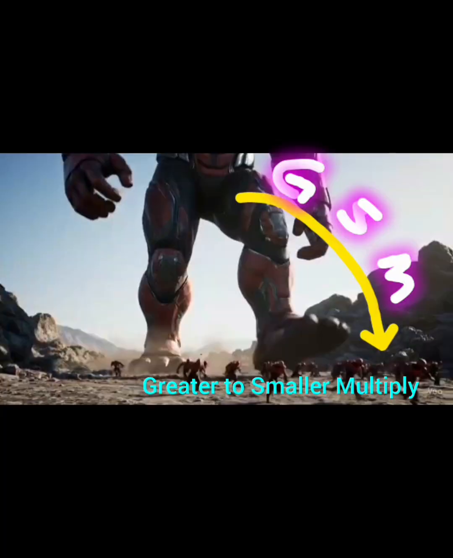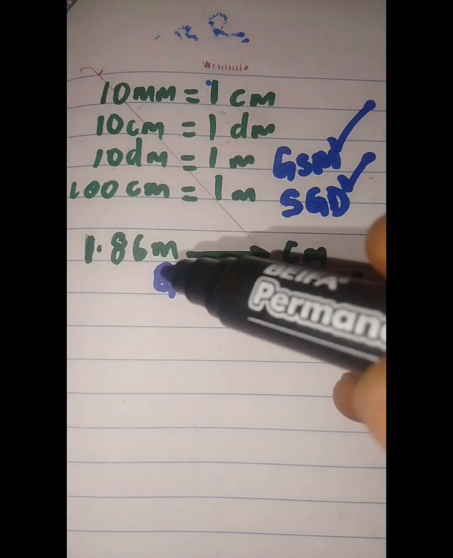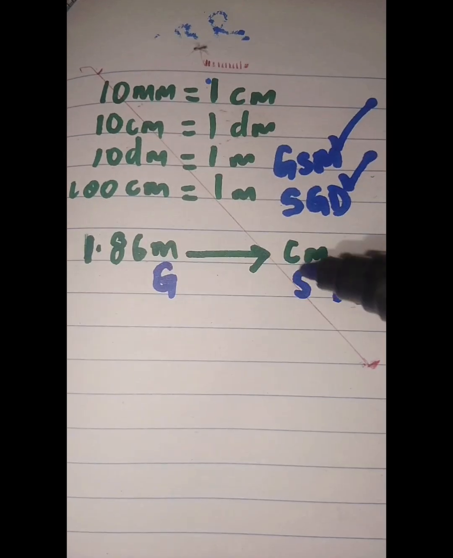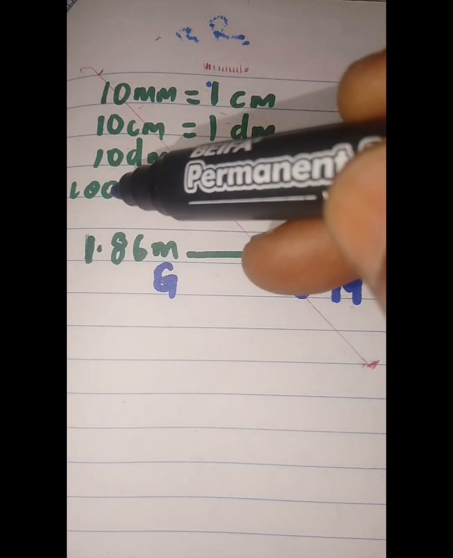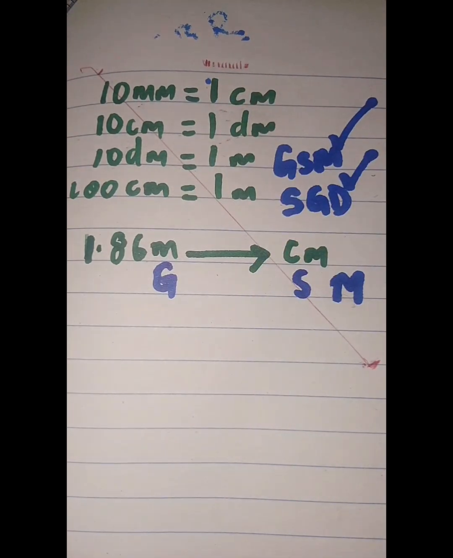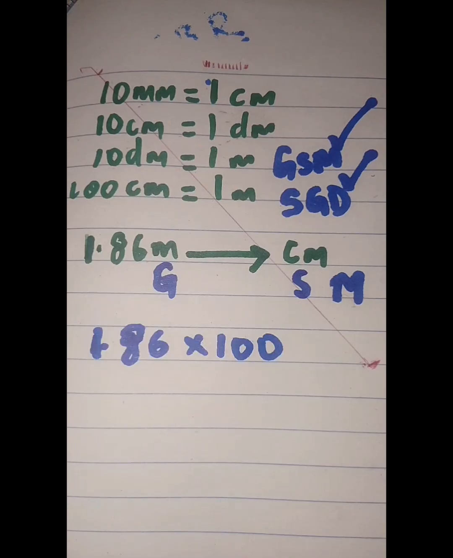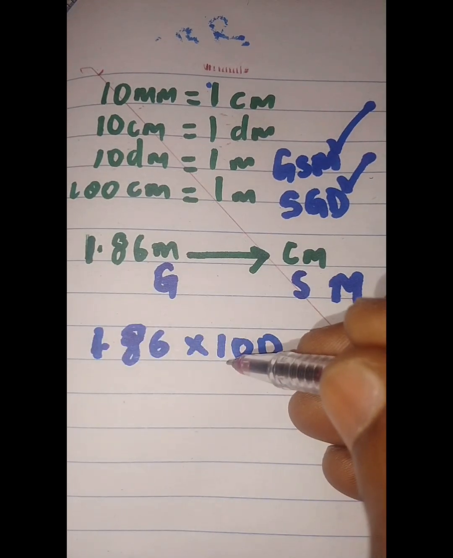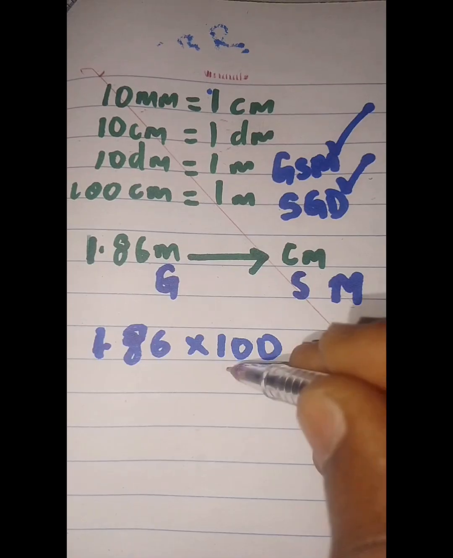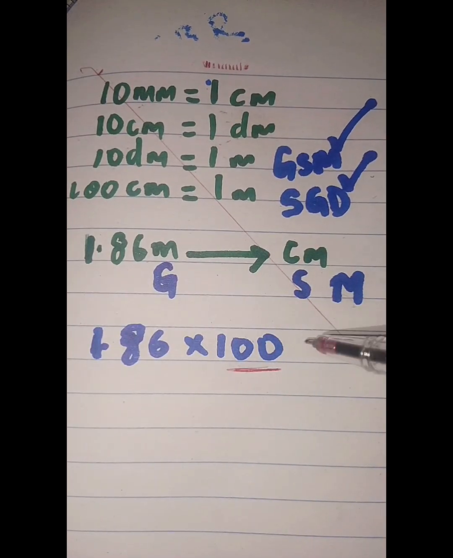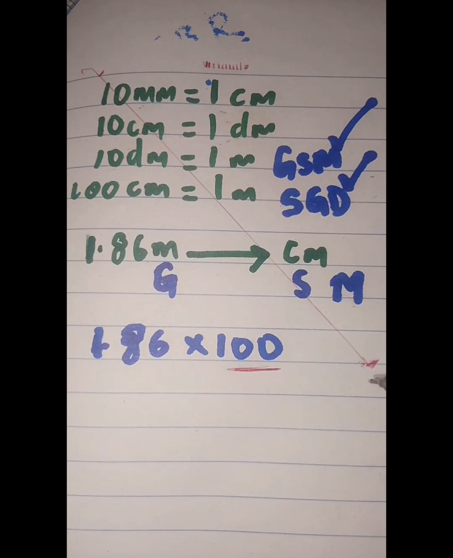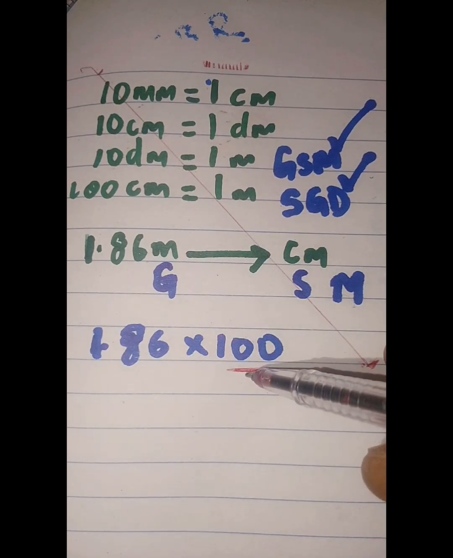GSM. So to change 1.86 meters to centimeters, you multiply. And by what are you going to multiply? Because you know that 100 centimeters equals 1 meter, so 1.86 times 100. Remember, when you are multiplying by multiples of 10, this is 2 zeros here, so you shift the decimal point forward. Multiply, forward; divide, backward. This is multiply now, so times 100.